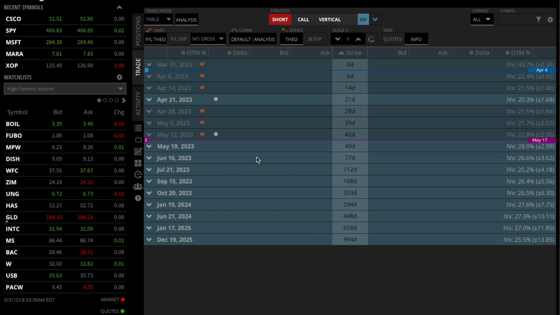All right, so we're in the Tasty Trade platform. So I want to set this calendar spread up. So what I like to do is I like to pick the monthly expiration. So the April monthly expiration is April 21st. That expires in 3 weeks. And then the next monthly expiration would be May 19th.